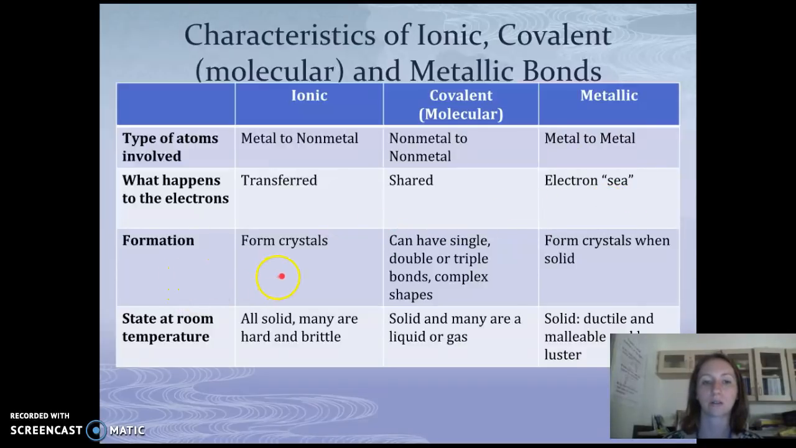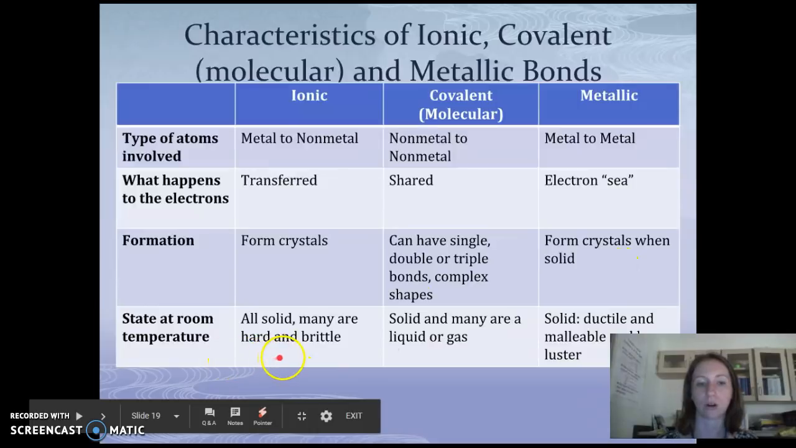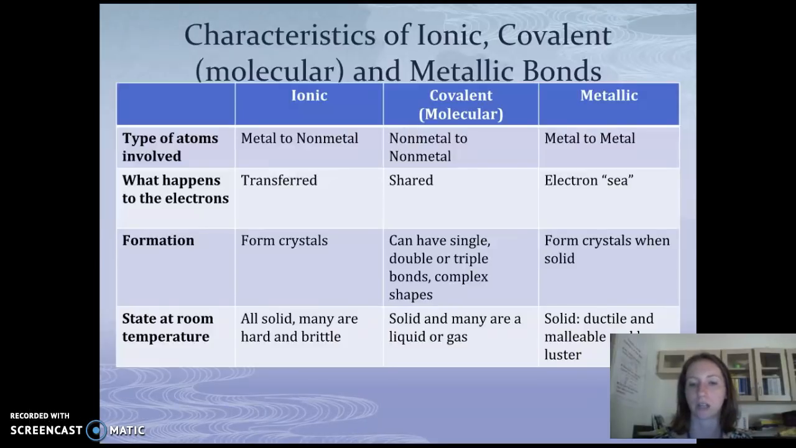As for their formation, ionic bonds form crystalline structures. Covalents can have a single, a double, or a triple bond, so they can form all sorts of different complex shapes. And metallic bonds can form crystals when they're solid. The state at room temperature: ionic compounds are all solid, but many are hard and brittle. Covalent bonds form solids, but many can be liquid or gas. And metallic bonds are solid, but they're ductile and malleable, kind of clay-like and flexible, and they have a luster, a shine to them.